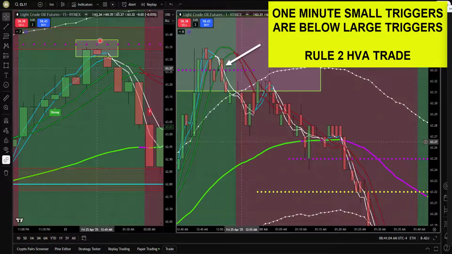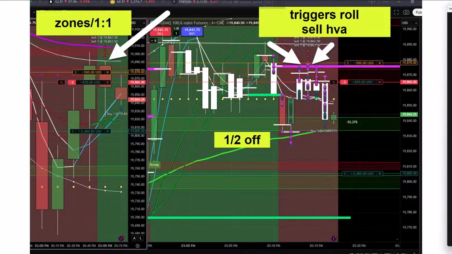You'll have the key high top area on your big chart, and then on your smaller chart it's going to take a second, but with a 1 minute chart it takes 8 to 10 minutes. Your triggers start to roll over, your small triggers, and when your large and small triggers are in the right configuration, you can start thinking about doing short trades. Now, what does a short trade look like? It would look much like this.